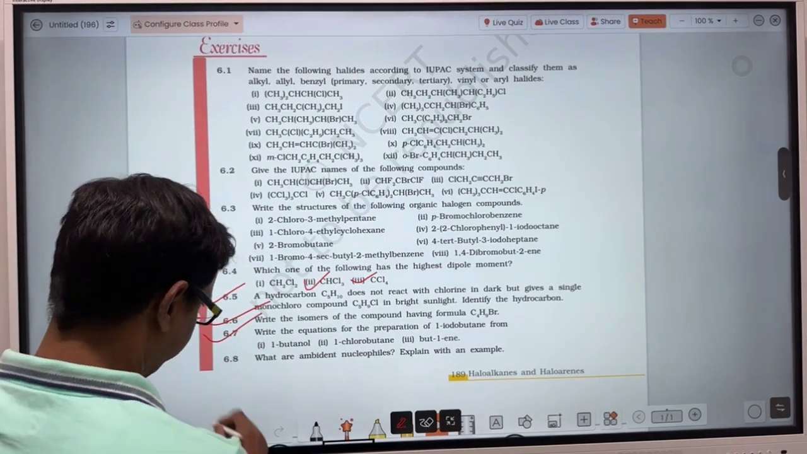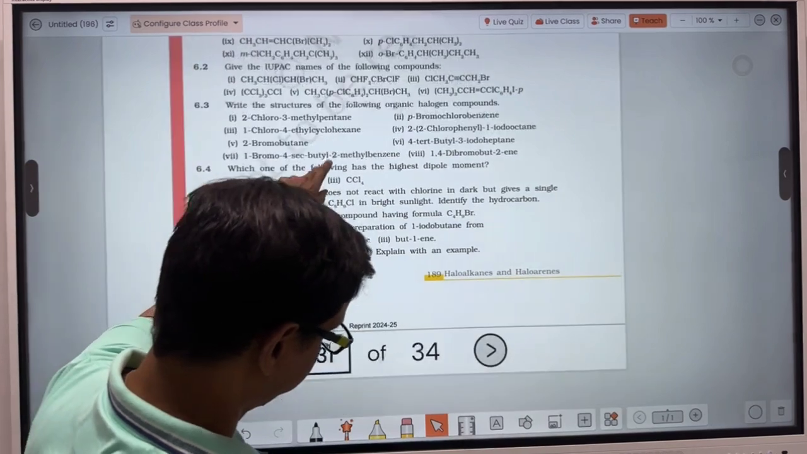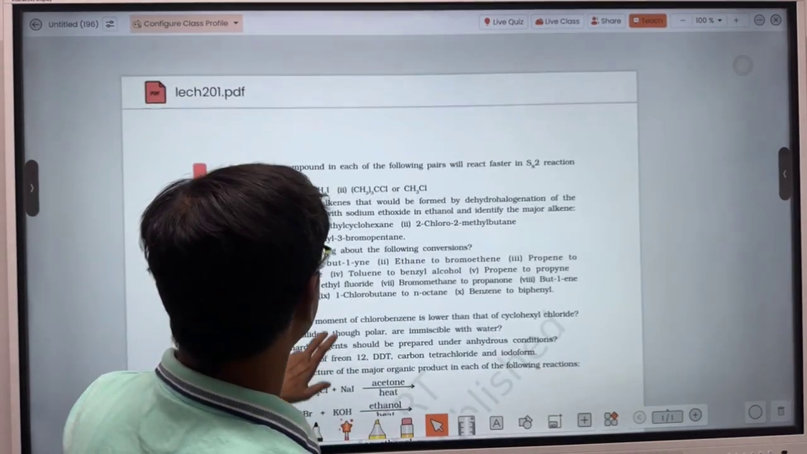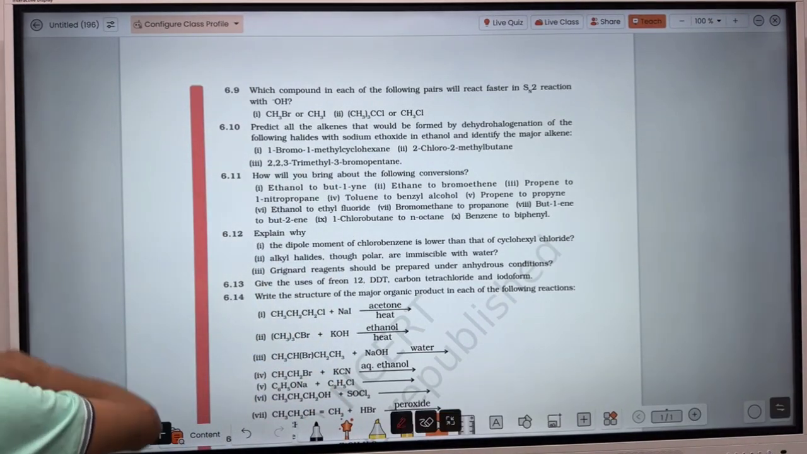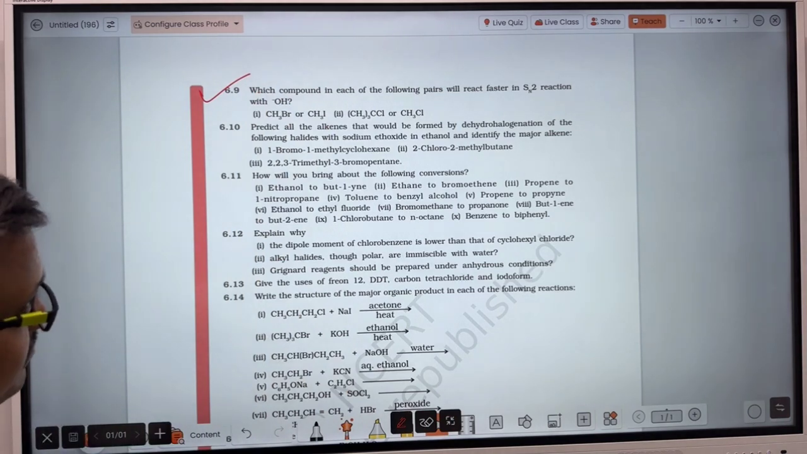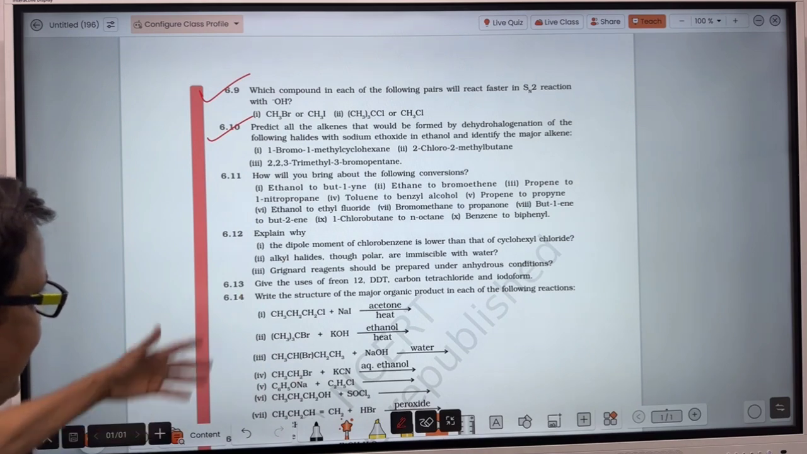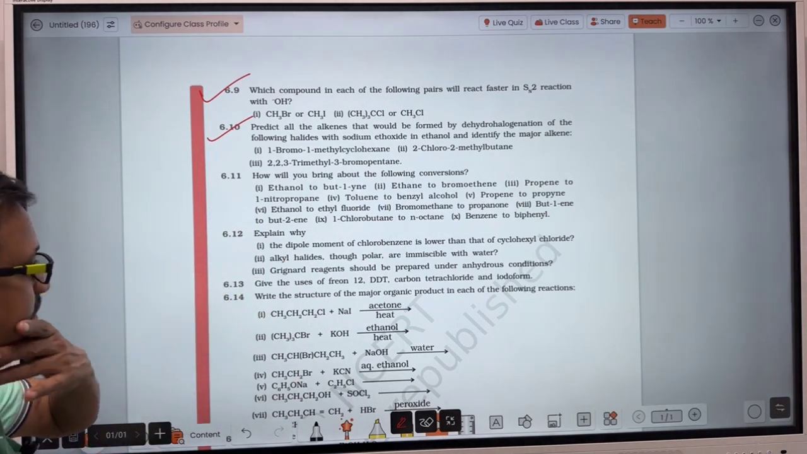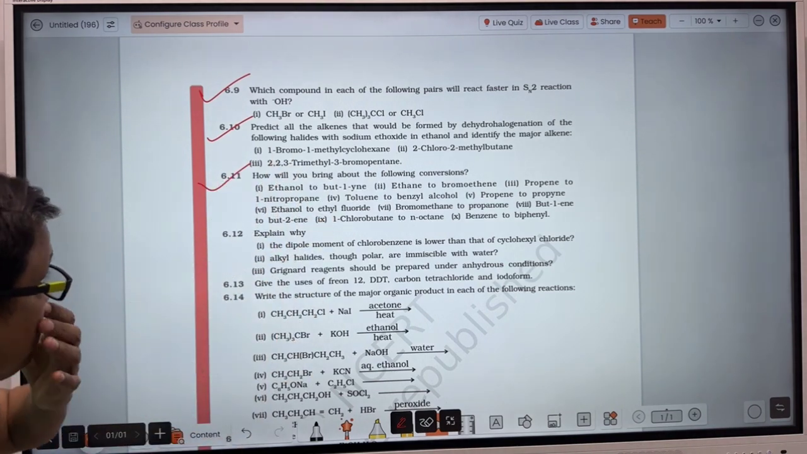Preparation I have taught you already. How easy this question is. If in these cases anyone feels difficulty, then watch the books, watch the videos which I have taught. This one also.